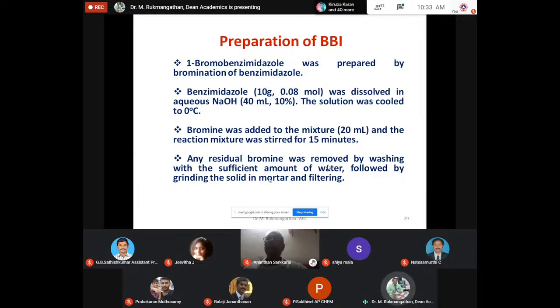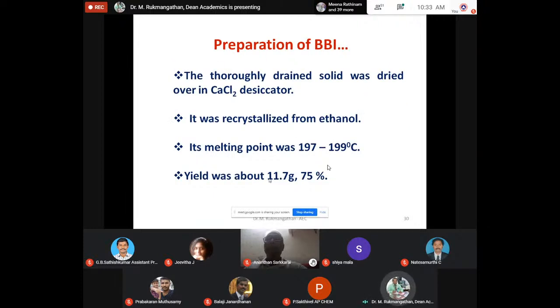Any residual bromine, if we have added any excess bromine, we have to remove it. How can it be removed? It can be removed by washing with a sufficient amount of water. The excess bromine can be removed. Finally, the product obtained is in the solid form. It is dried in an anhydrous calcium chloride desiccator. For purification, recrystallization was done. The compound was confirmed by its melting point study.